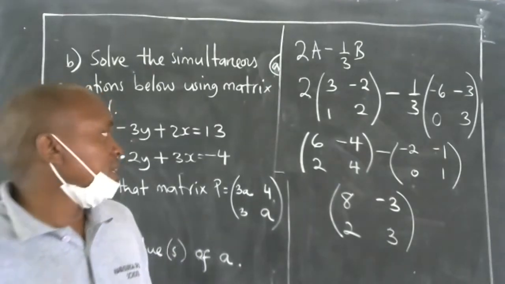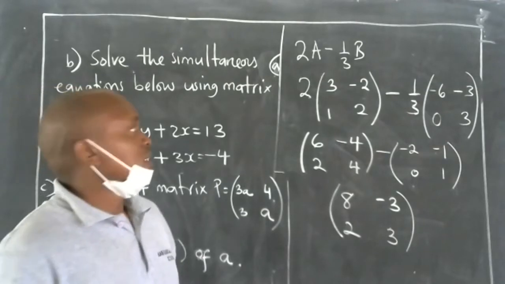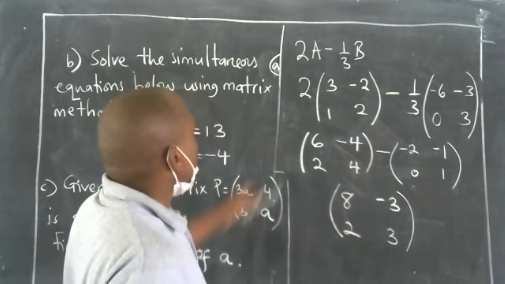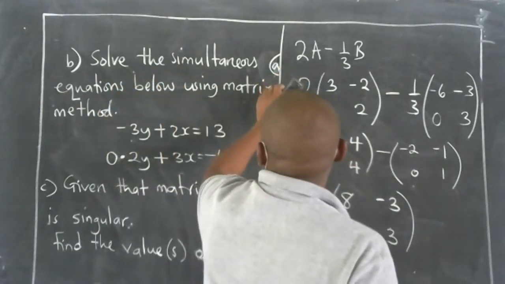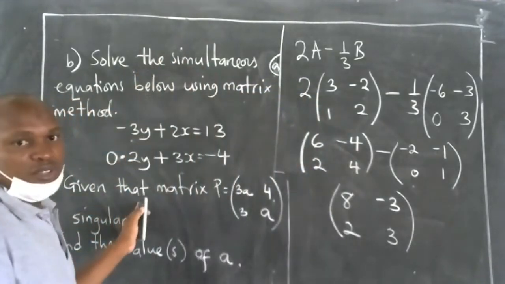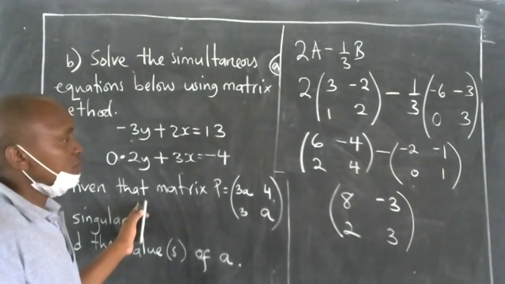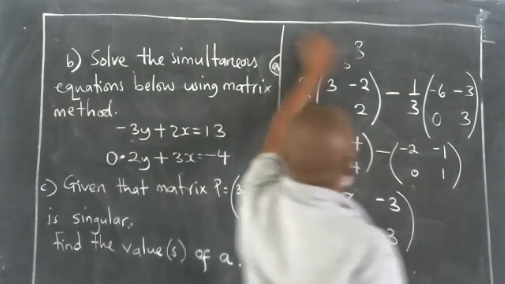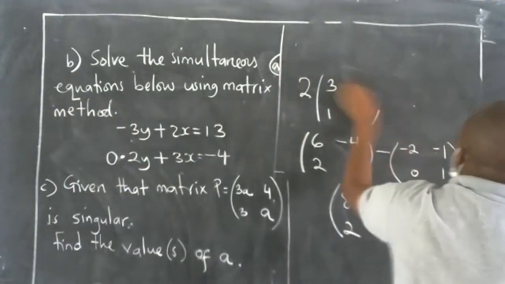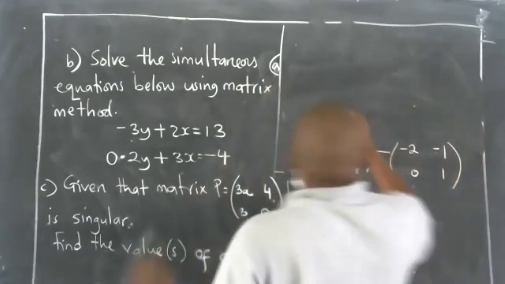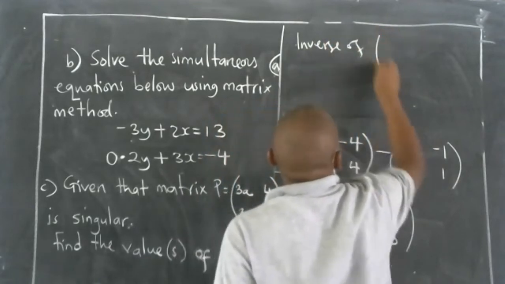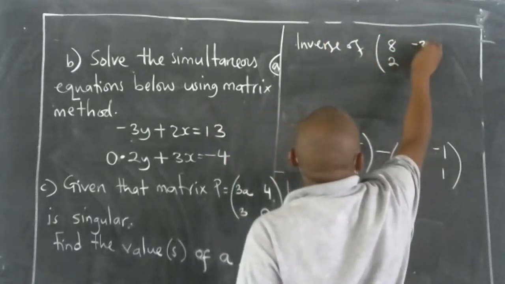Okay. Now let us go ahead and find the inverse. For the inverse, I'll first remove this part. Okay, did you copy these questions? I'm going to use this side. Oh, you haven't copied them. Let me just move this. So the inverse of 8, 2, negative 3, 3.